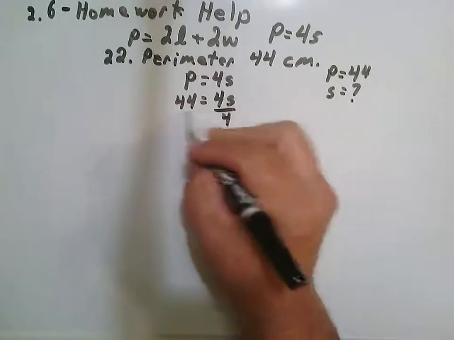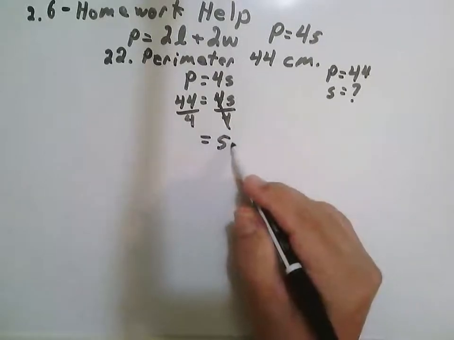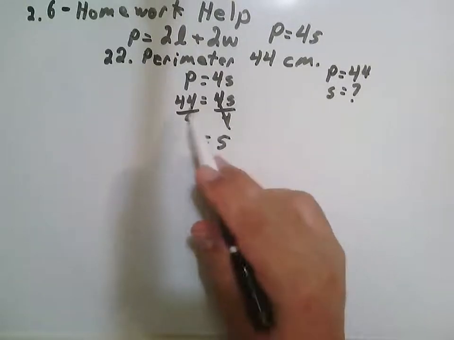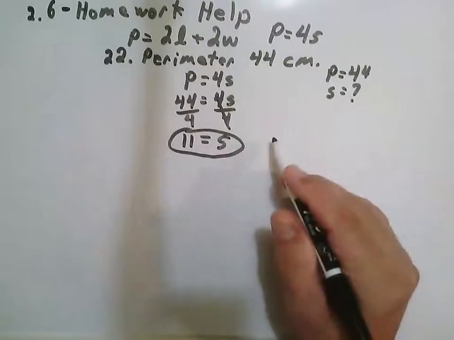So divide both of these by 4. That allows you to isolate that. So I know that one side, that's an S, is equal to 44 divided by 4. 44 divided by 4 is going to give me 11. So I know that each side is 11.